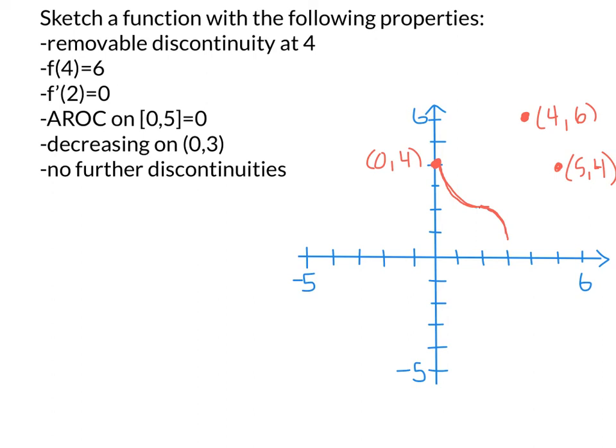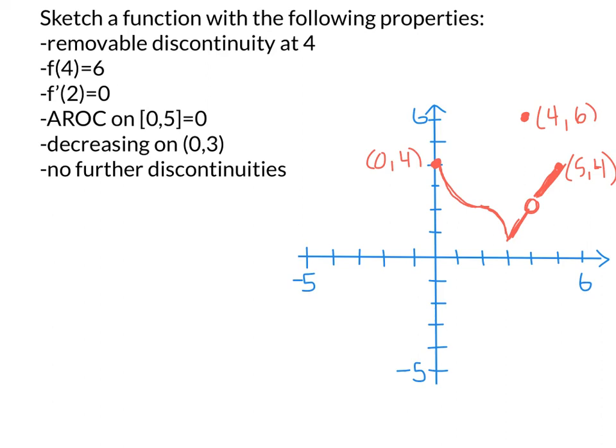I do need to have no further discontinuity, so I need to somehow connect up to this (5, 4). I'm going to go ahead and do that. But oh no, we violated the vertical line test because I have a function value here and another function value here. That's where we go back and say that the function needed a removable discontinuity at 4. So at 4, wherever this function was going to be, this little line segment that I drew, I'm going to erase that and put a hole there. So now we have our function with our removable discontinuity there.